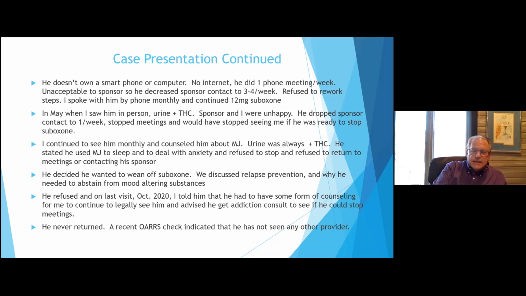On his last visit, I decided to change things up a little bit. And I basically used the Ohio Medical Board as my excuse. And I said, look, in order for me to continue to prescribe for you, you have to have some form of counseling, and you're not getting anything at all. So please go to an addiction specialist or an addiction treatment program.